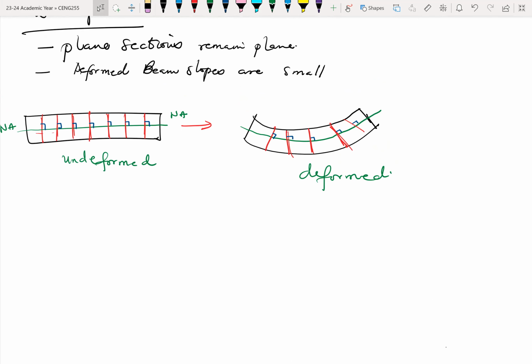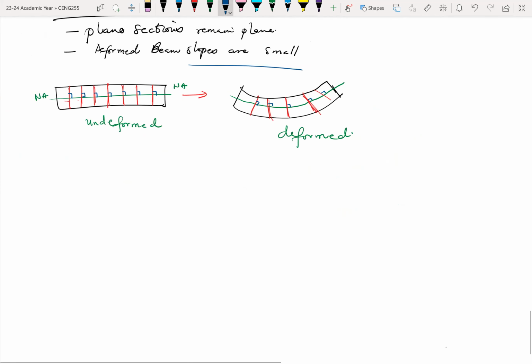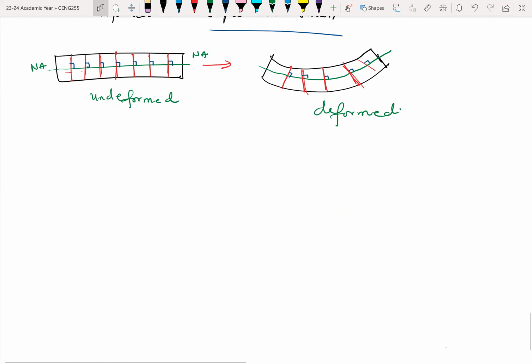And again, when it deforms, the angles are very small. Okay. Let's look at it this way.